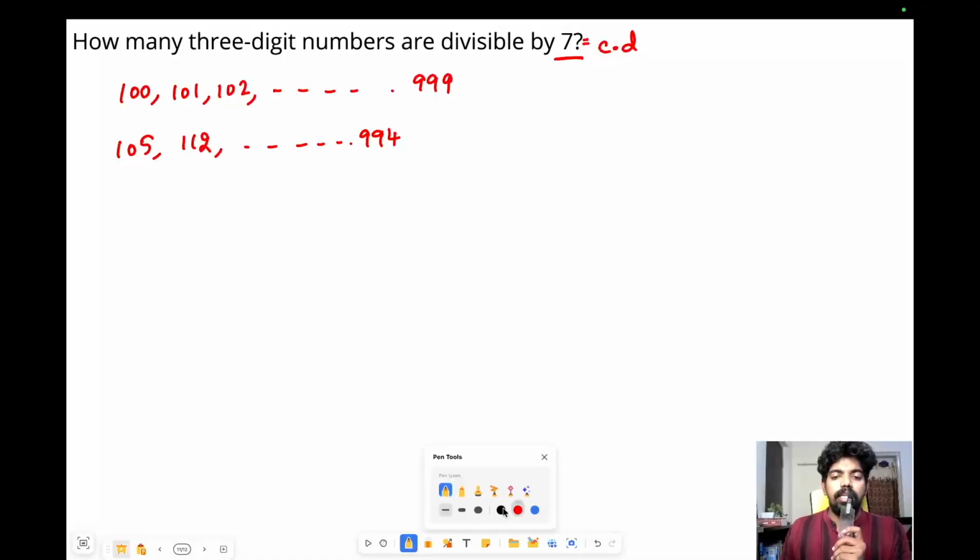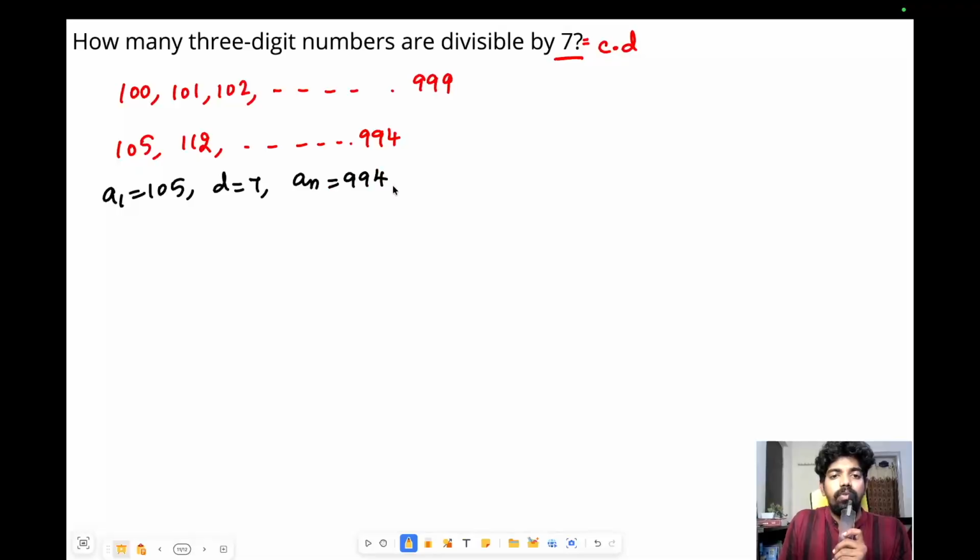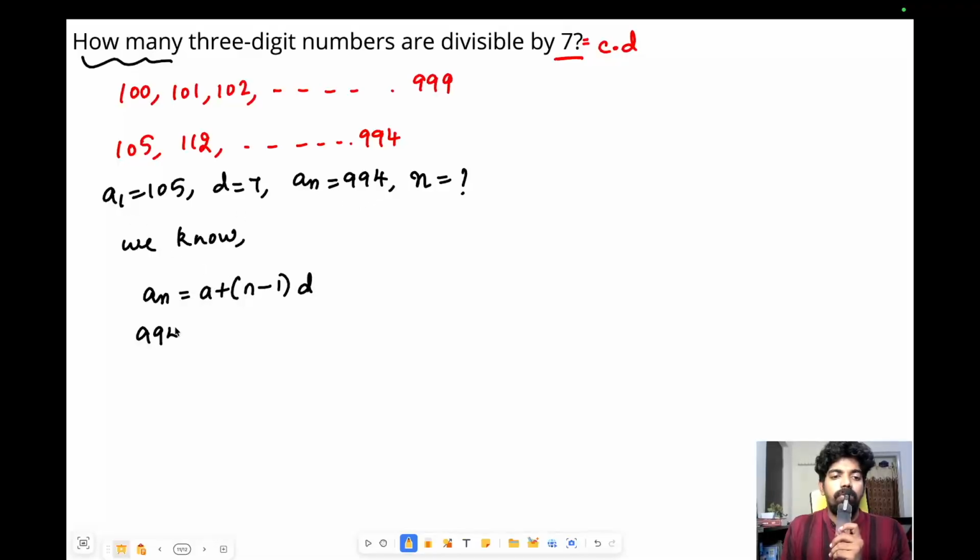Okay, now what is the given data? Let us rewrite. A1 is 105, D is equal to 7, AN is equal to 994. What do we have to find? How many, that is, how many terms. So n is equal to question mark. We have to find the value of n. We know AN is equal to A plus n minus 1 into D. AN value is 994 equals A value 105 plus n minus 1 into 7.